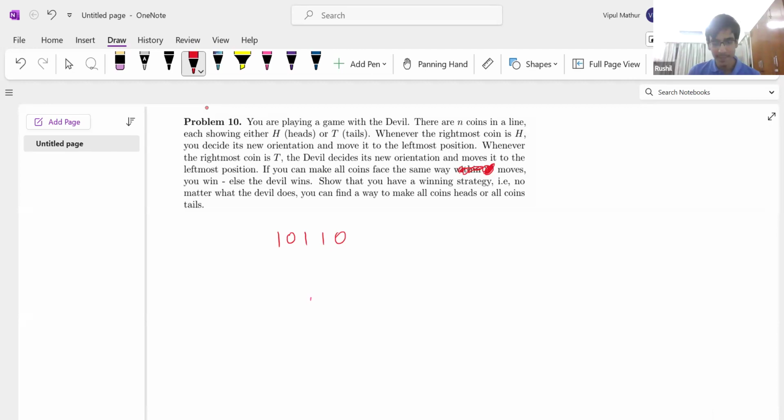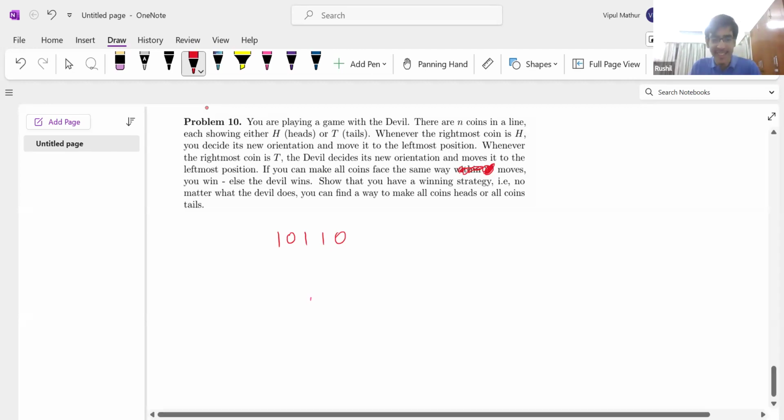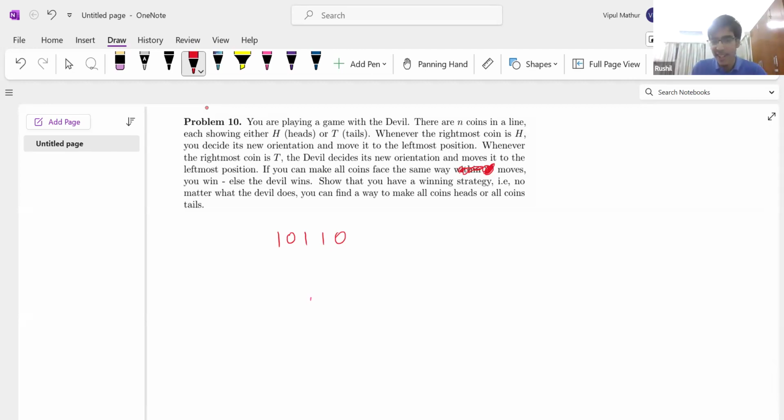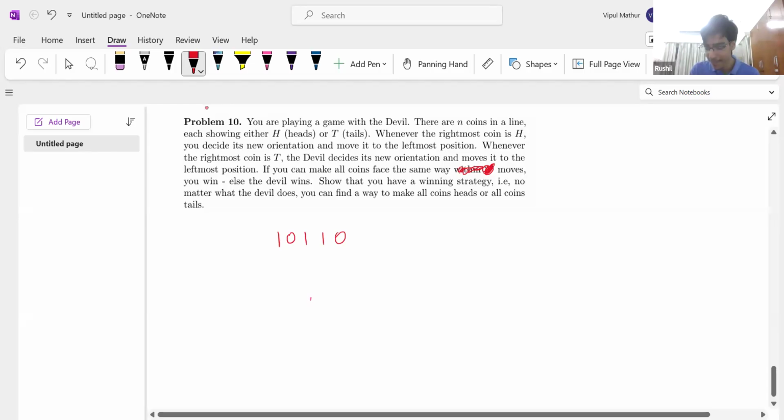For context, this doesn't change anything, but now I'm just treating all heads as, let's say, zeros and tails as ones. And I want to reach all zeros or all ones, one of them.